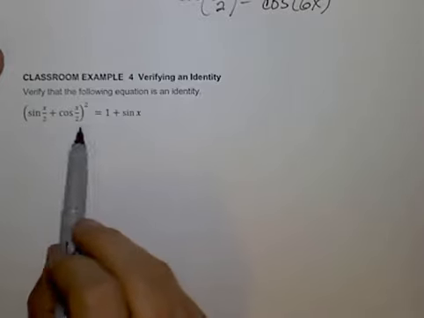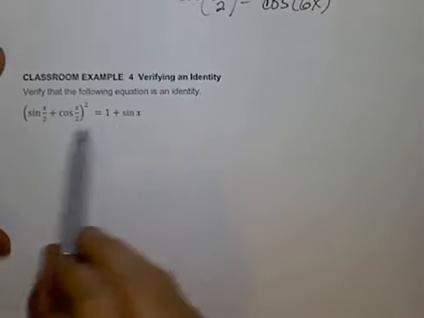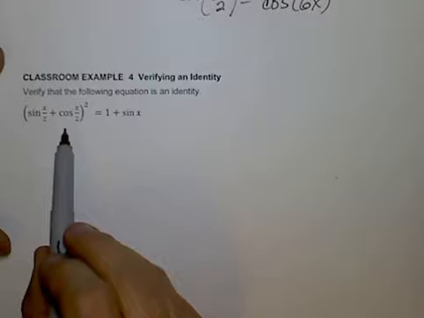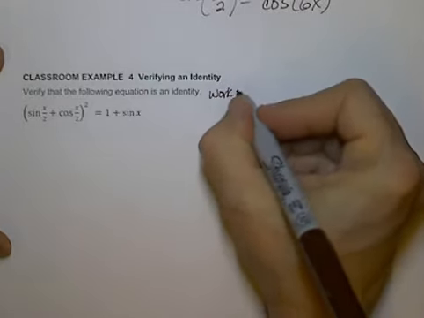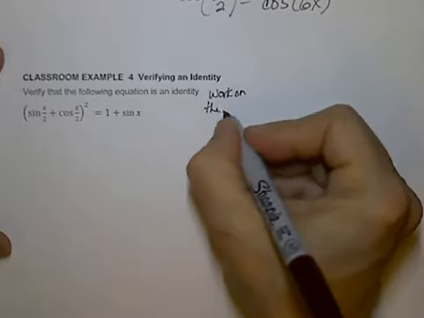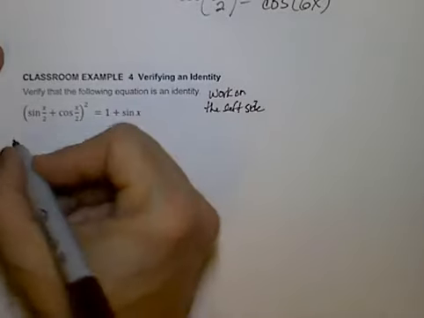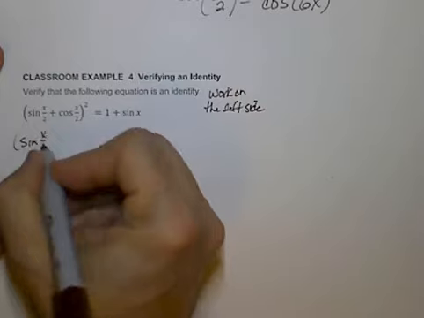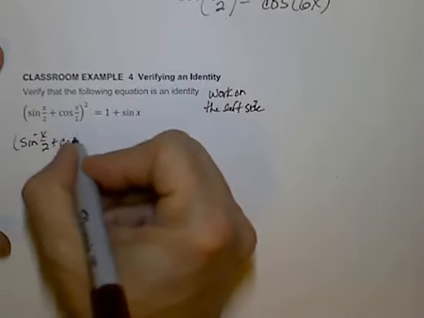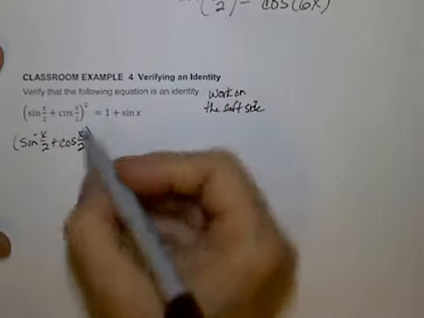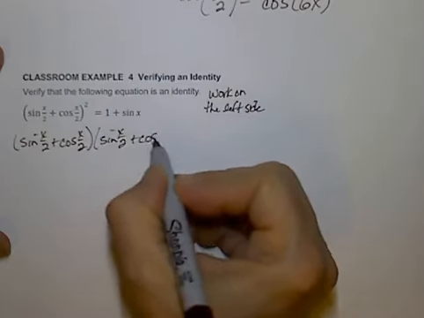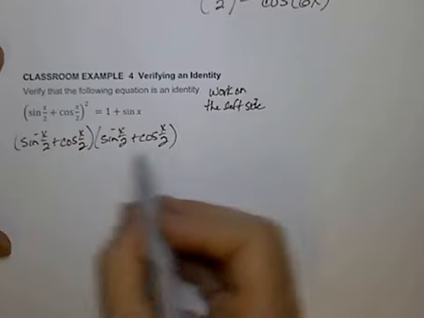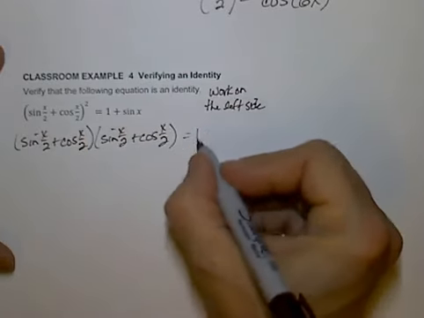In this example, we've got an identity to verify. And notice this one involves some half angles. On this one, we're only going to work on the left side because that's the one that looks more complicated. The first thing I'm going to do is multiply out this quantity that's squared. So I'm just going to write it out twice. And I'm actually going to use FOIL to multiply this out.